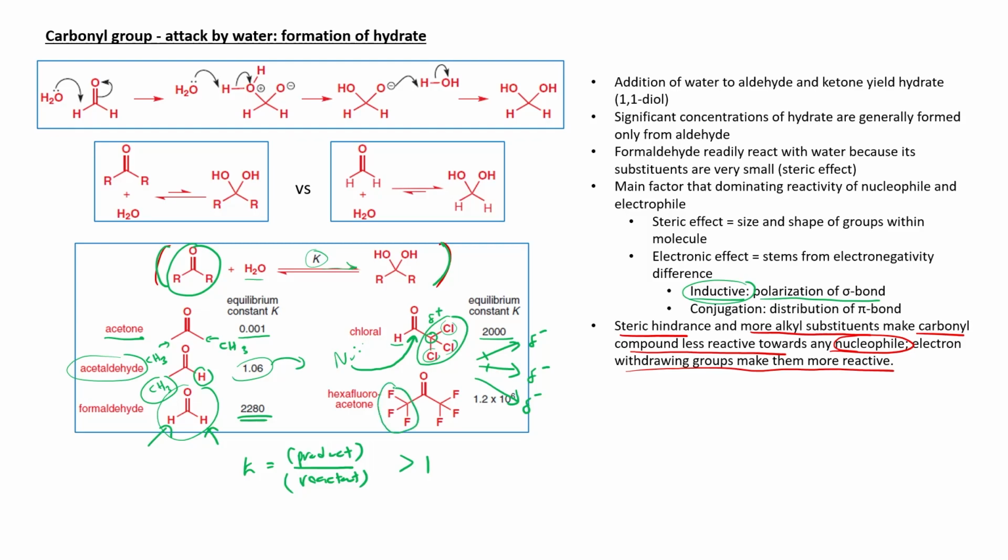And if you look here, hexafluoroacetone, you have fluorine, and fluorine is big compared to hydrogen. But even though it's big, it will also at the same time cause polarization of the bond to the fluorine, causing the carbon here to be very partially positive. So the nucleophile can attack easily here. If you look here, you see the equilibrium constant tips to a very high 1.2 times 10 to the power of 6. So this hexafluoroacetone is probably the most hydrated version of this.